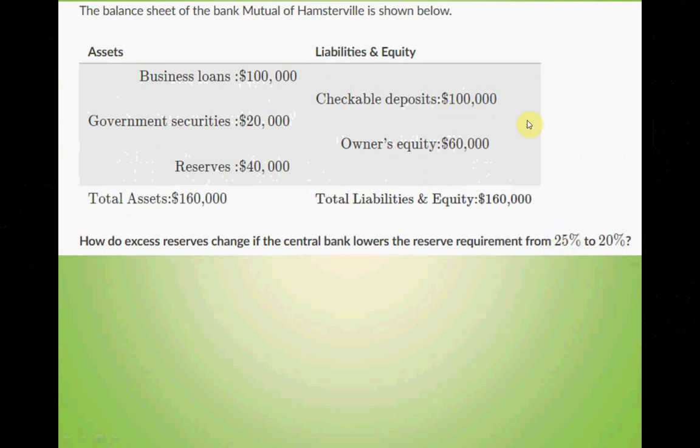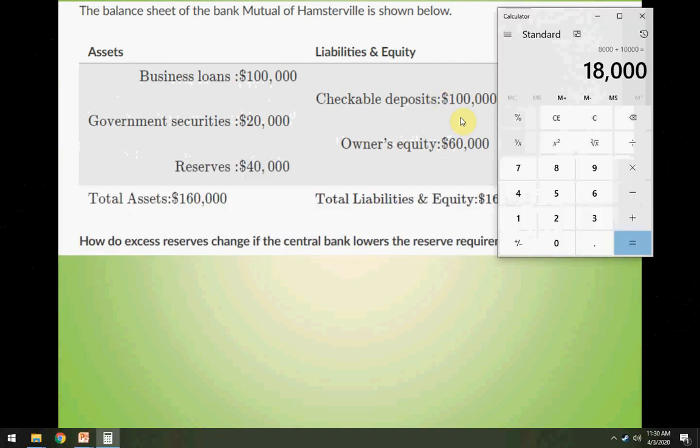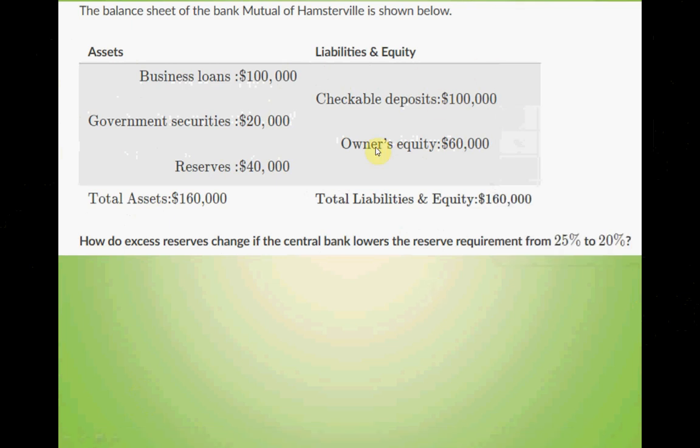So they had to keep 25% as required reserves. And these are super simple numbers, right? If they had $100,000, how much do they have to keep? If you don't trust yourself here, 0.25 times $100,000 is $25,000. So originally they had to keep $25,000 in reserves, which they were doing. Good for them. But now the central bank is lowering the reserve requirement from 25% to 20%. They want more money out there, more money in excess reserves, so they want to reduce the amount of required reserves. So we're going to go from 25% to 20%.